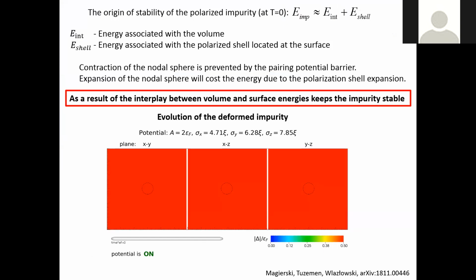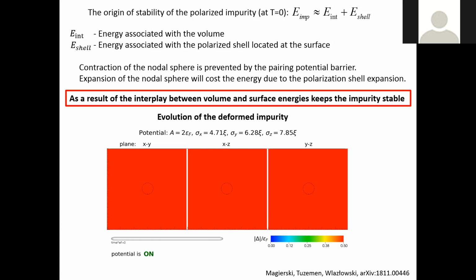Okay, so why is this impurity stable? You may think of it in that way. You can divide the energy approximately into two parts. One is the volume part, related to the region of the impurity inside this spherical nodal surface, and then there is another contribution to the energy coming mainly from the shell, where the system has the maximum polarization. The thing is that if you try to contract this sphere, in order for the sphere to collapse, you have to kill this pairing inside. So you have effectively a pairing potential barrier, which prevents this impurity from collapsing.